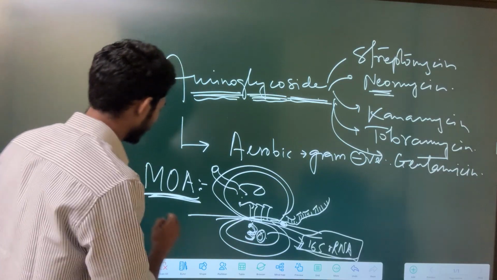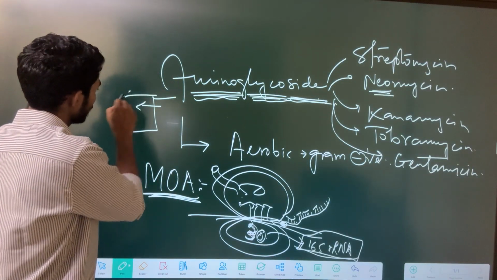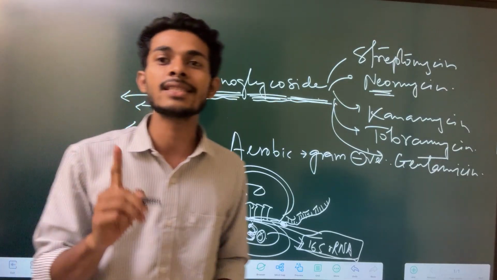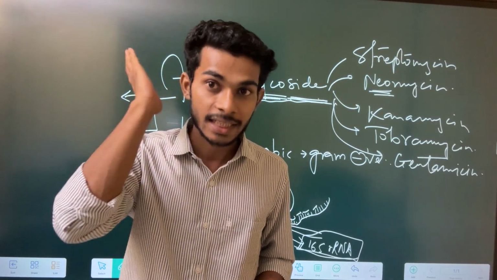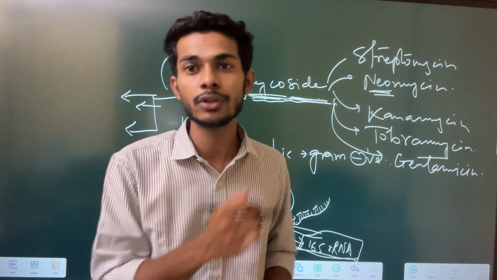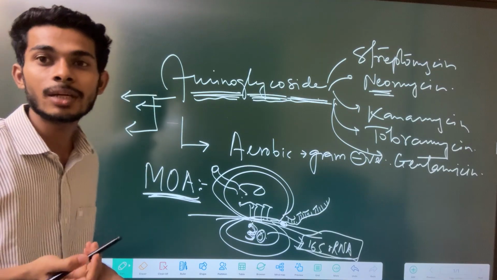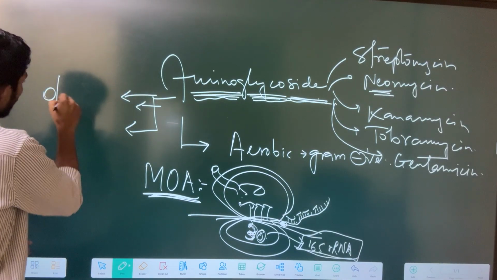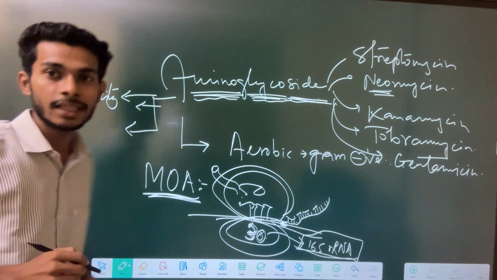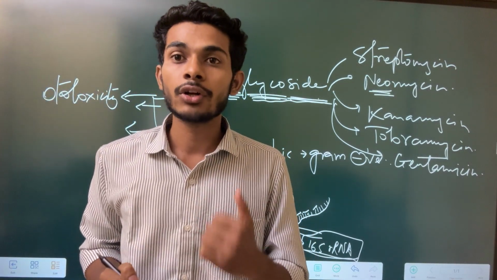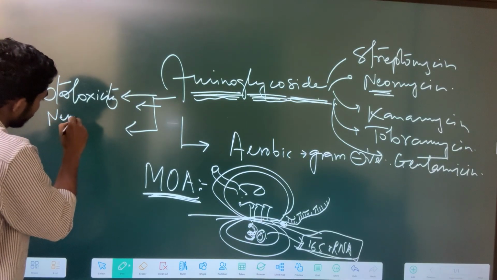What are the side effects or unwanted effects of this aminoglycoside? These are very important. So simply remember, aminoglycoside is a mean guy. It will slap on your ear. So when it slaps on your ear, what will happen? You will have ototoxicity. And it will kick on your kidney. So when it kicks on your kidney, what will happen? Nephrotoxicity.